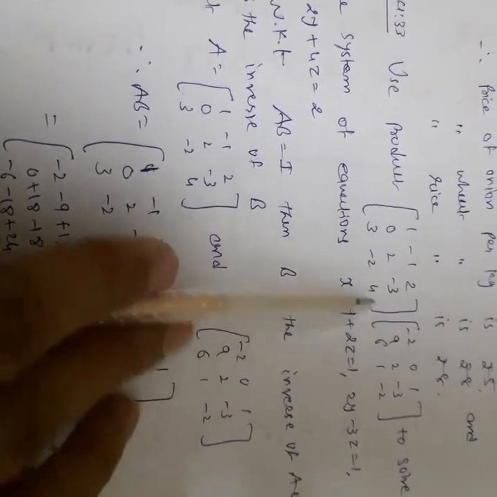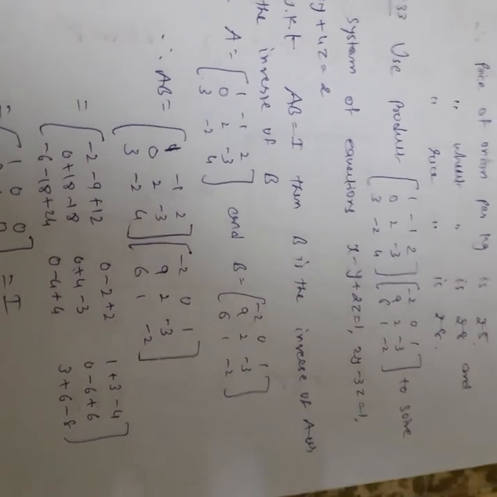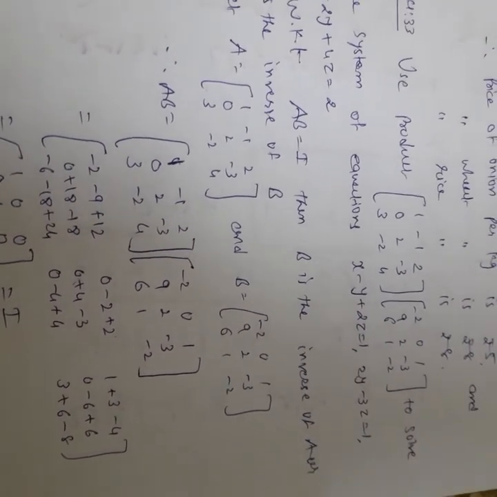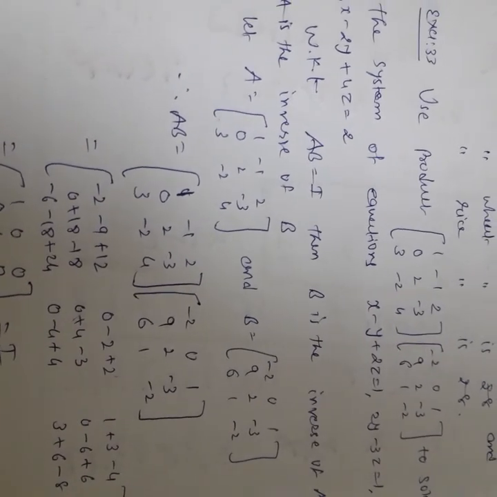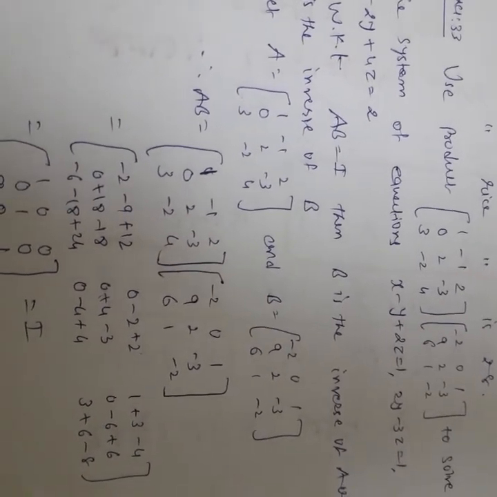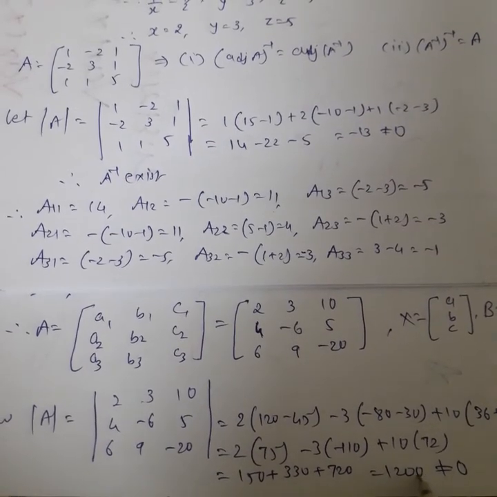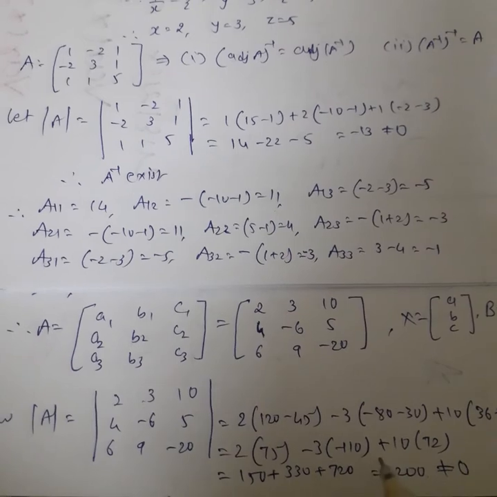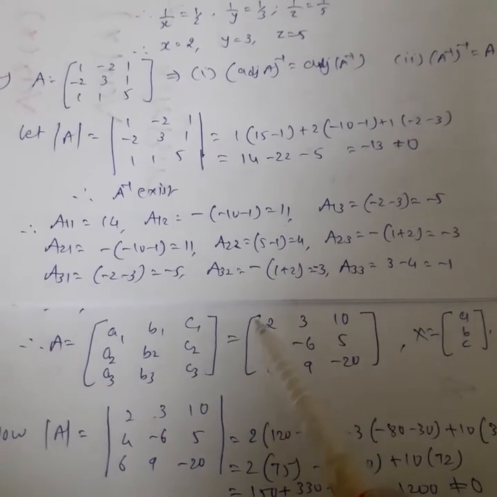So its simplification is an identity matrix, which means the multiplication of these two matrices is an identity matrix. We say that both matrices are the inverses of each other, A is the inverse of B and B is the inverse of A. The determinant of A is 1200, which is not equal to 0, so it is a non-singular matrix and its inverse exists. Here we have to find the adjoint of this matrix.